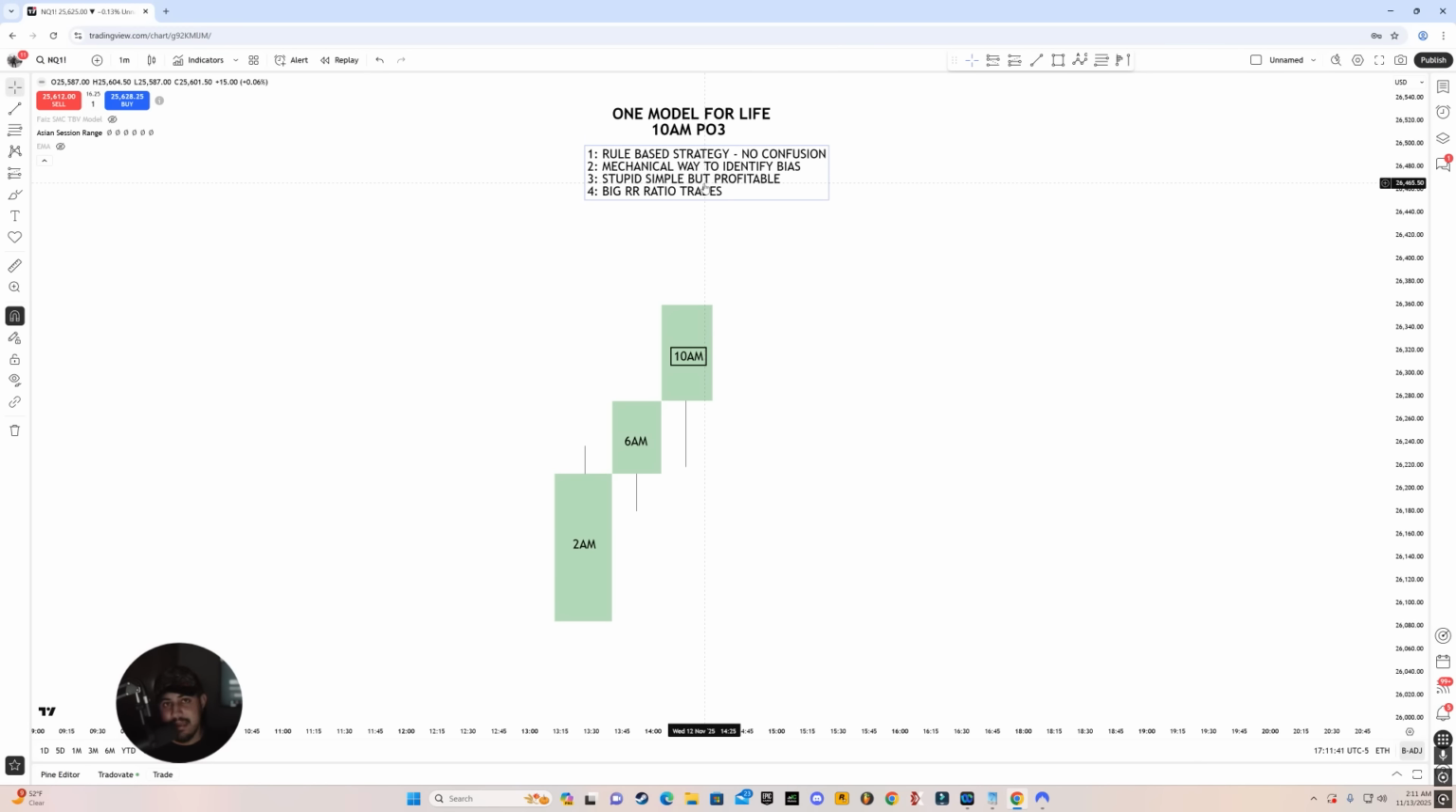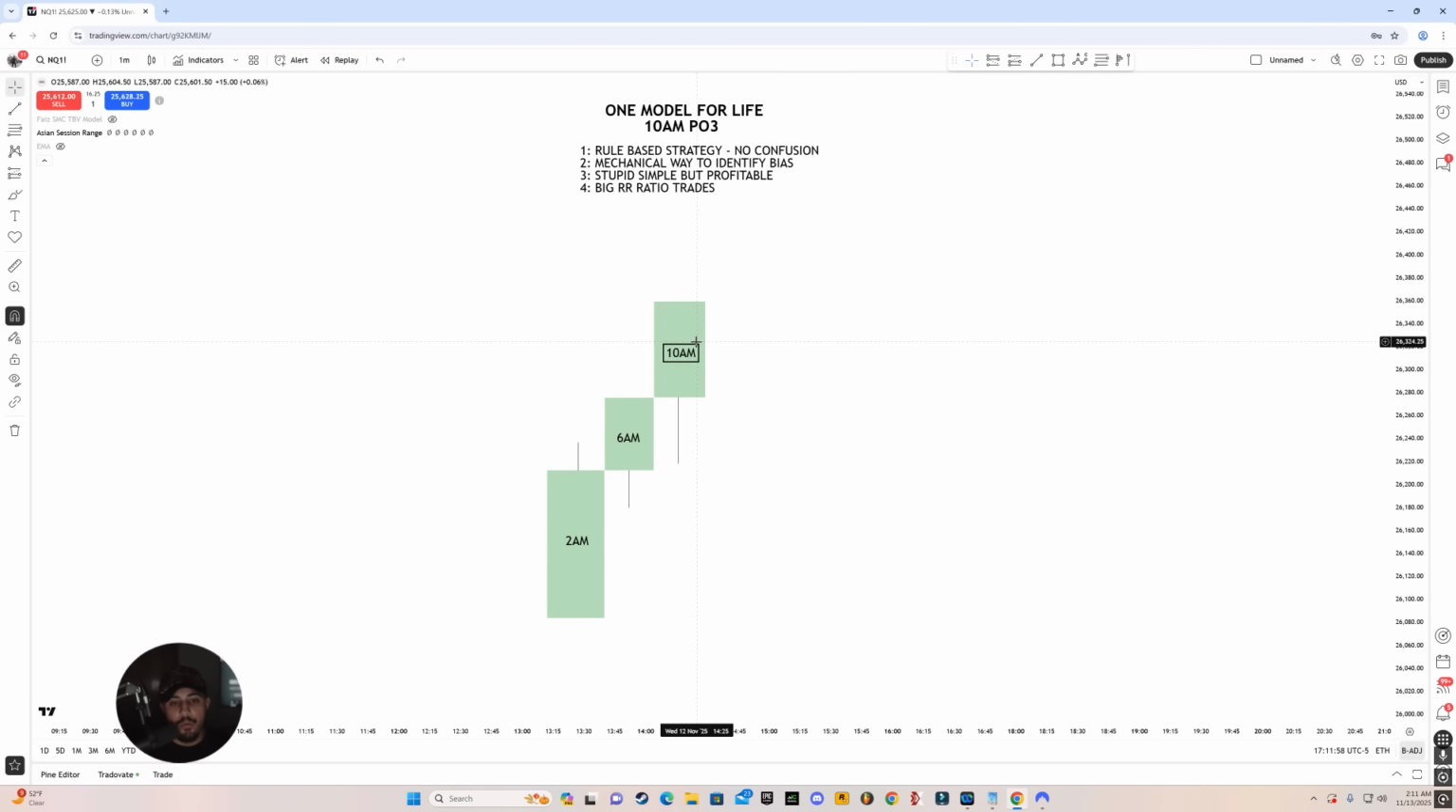When I show you some examples, and when you go and backtest this, you're going to see the setup play out again and again. And number 4, you're going to get big risk reward ratio trades. So they're going to be 1 to 2, 1 to 3, even 1 to 4 sometimes. So let's start with what exactly is the setup.